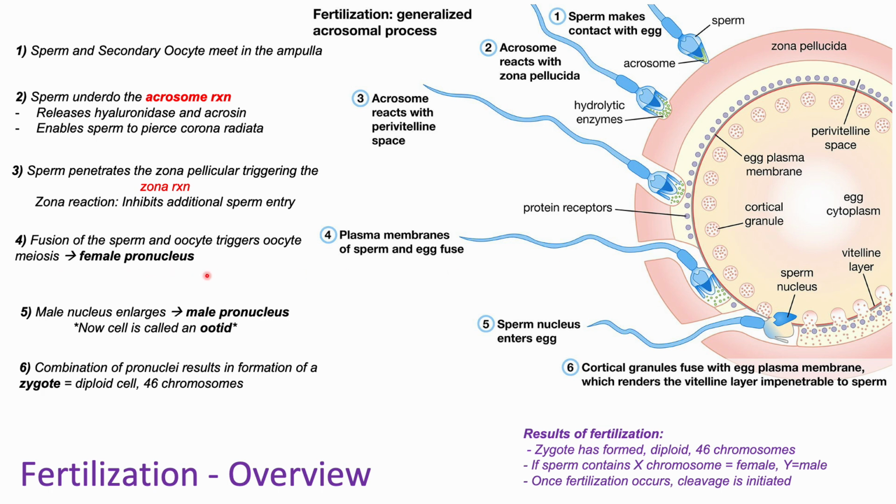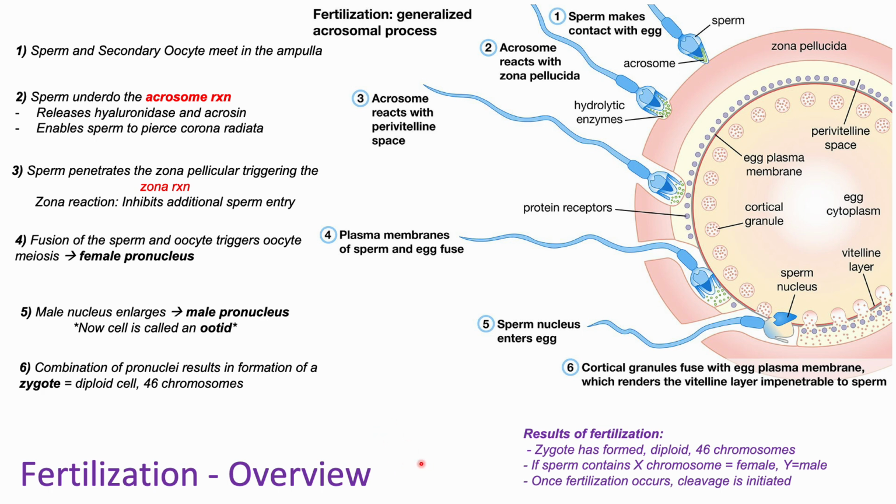The male nucleus is going to do the same. It's going to enlarge, it's going to break down its nuclear membrane, and that's going to be known as the male pronucleus. When both of these pronuclei are present within this cell, the cell is now known as an ootid. Okay. The combination of these pronuclei, when they come together and form a new nuclear membrane, which now has all 46 chromosomes, 23 from mom, 23 from dad, is now a diploid cell, and it's going to be known as a zygote.